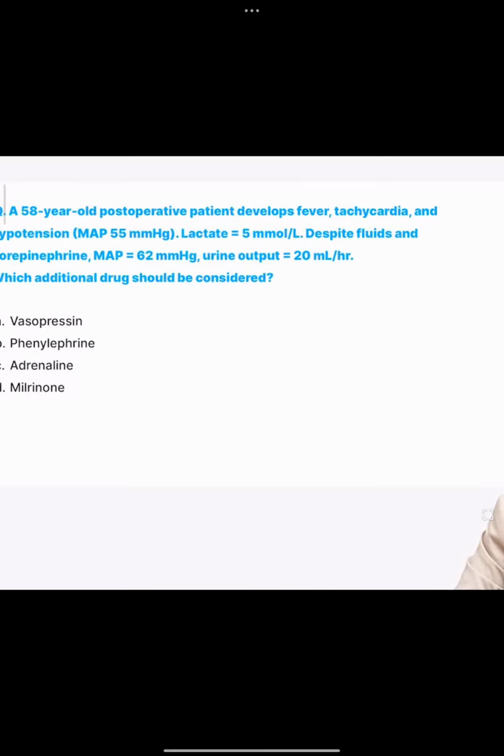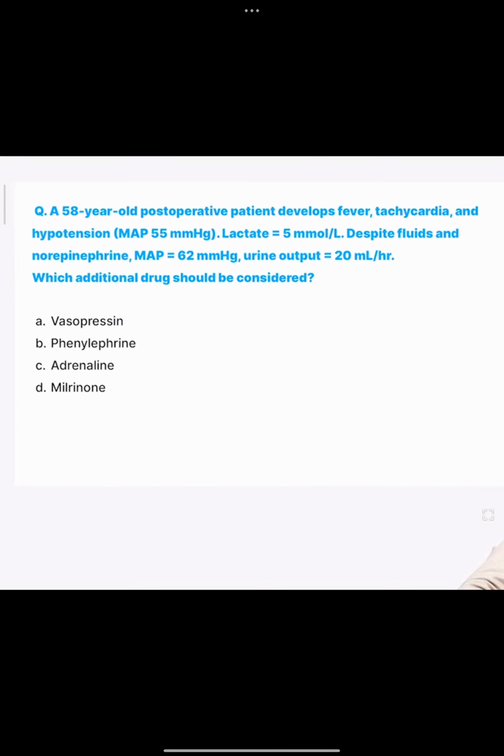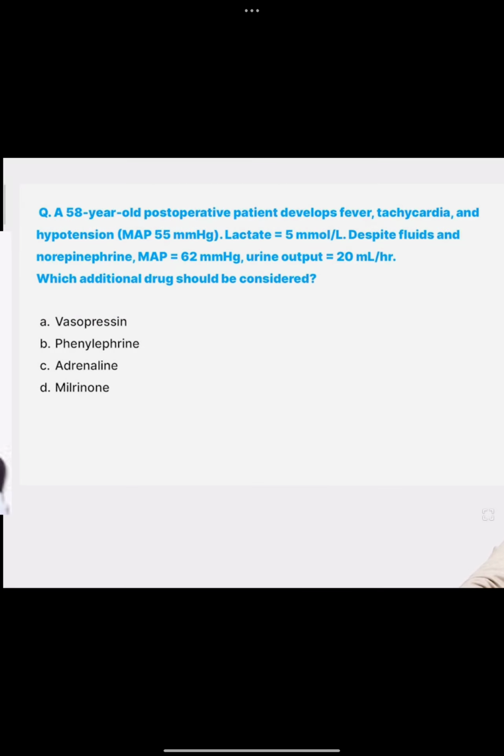Now guys, we'll be starting with the first PYQ. A 58-year-old patient develops fever, tachycardia and hypotension post-operatively. Lactate is 5 millimoles per liter. Despite fluid and norepinephrine, MAP is 62. Urine output is 20 ml per hour. Which additional drug should be considered in this patient?